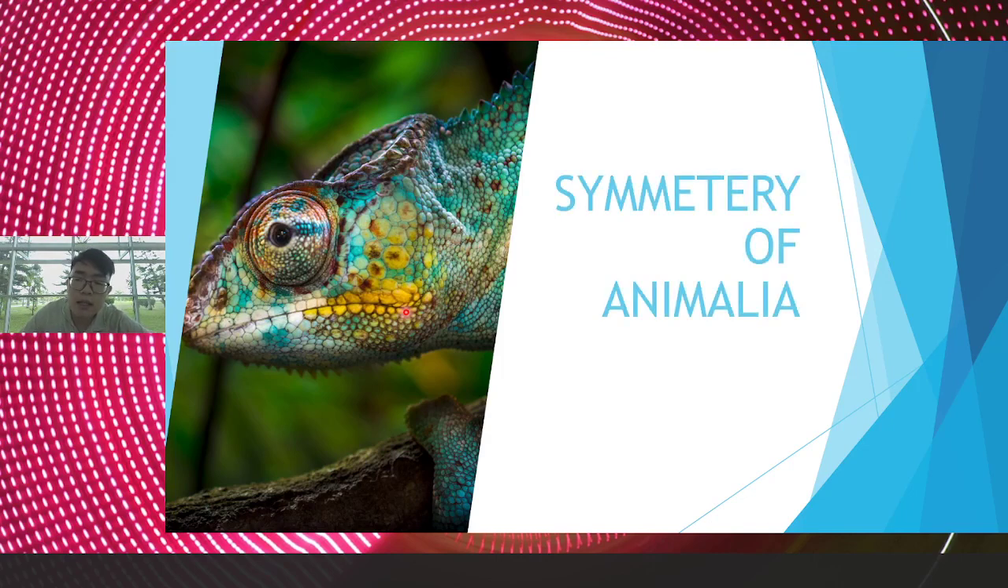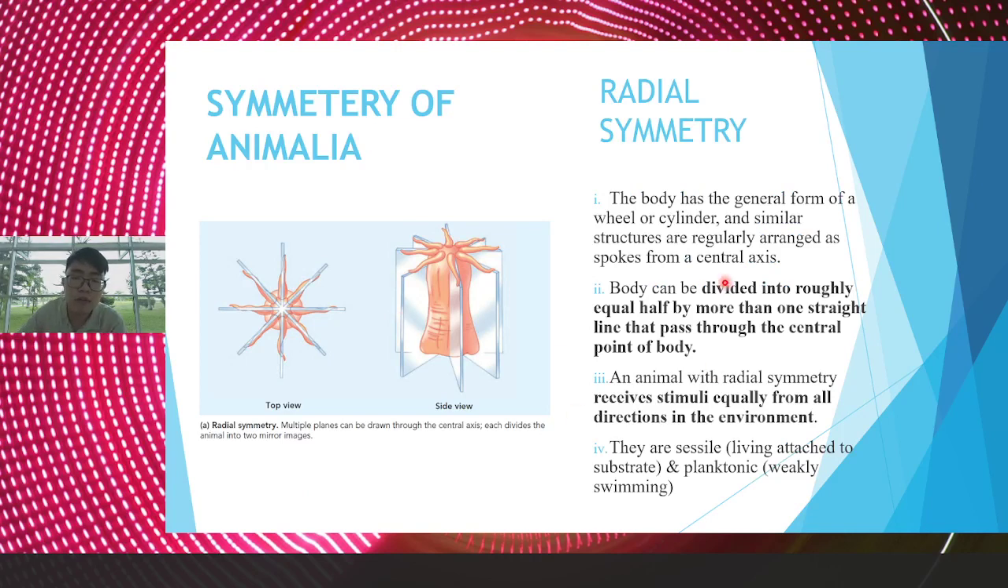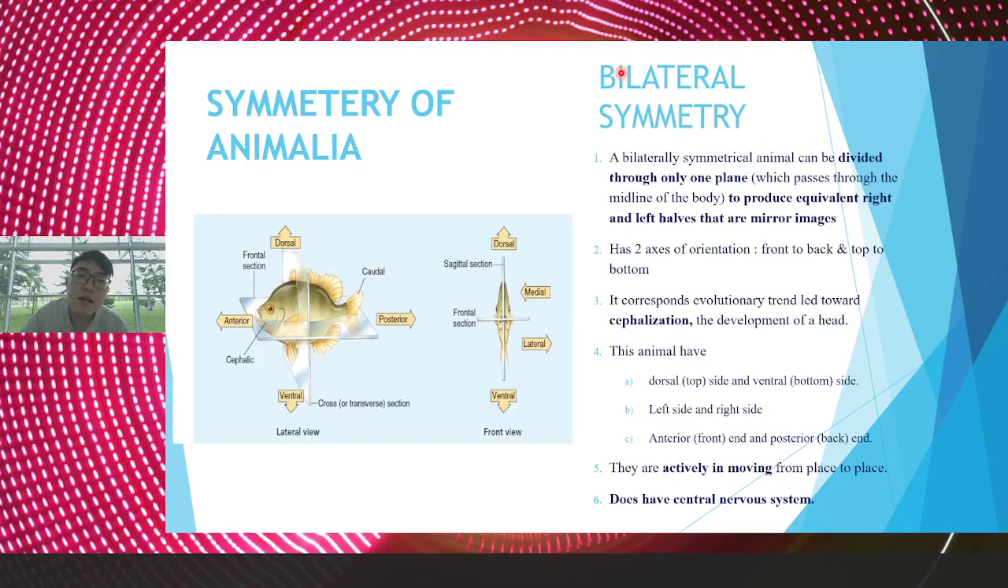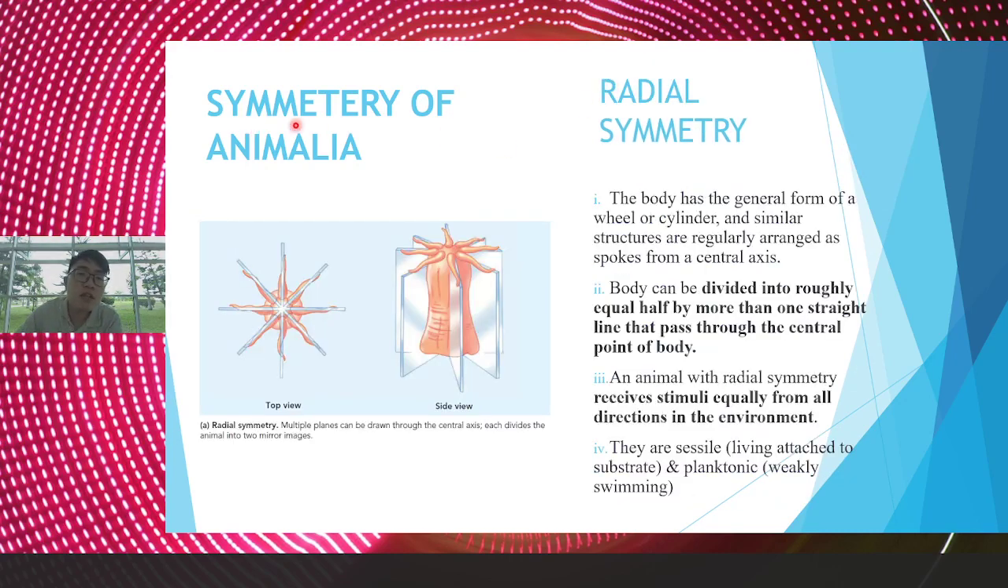The last part is about the symmetry of Animalia. For this part, I already mentioned it in the body plan. If you remember, diploblastic is radial symmetry, and triploblastic is bilateral symmetry. So what does this mean? Symmetry is a shape. In mathematics, symmetry is considered as shape.